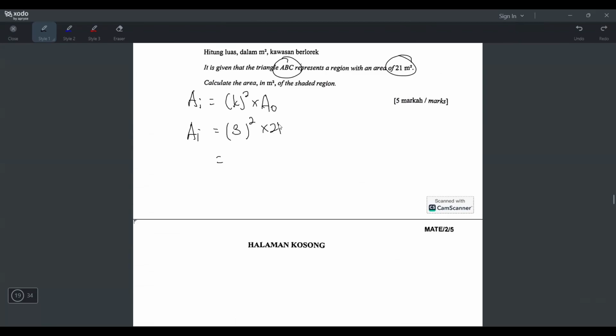So what is 9 times 21? Press calculator. My calculator gives me 189. For the unit, you follow what they write here, meter square, so you also write meter square. But this is not the answer.